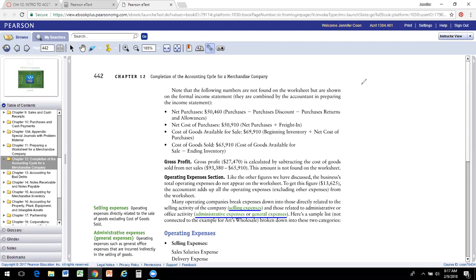It was on the review for the last test, but usually you're going to take your beginning inventory and you're going to add in what they're going to call net purchases, and they give you that formula there. So I usually just call it purchases. And that gives us what is called available for sale.